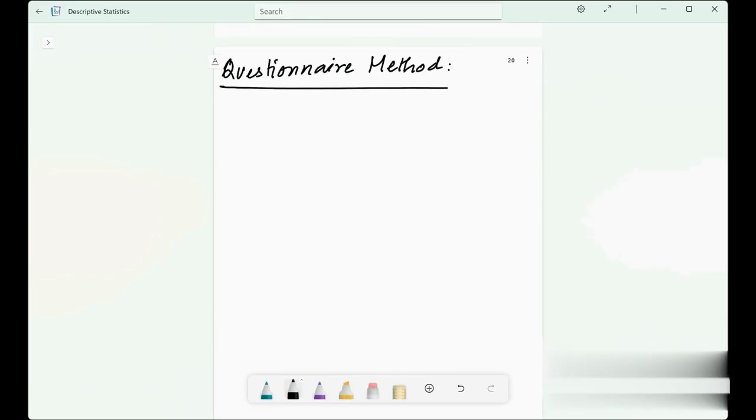Okay. So what do you think questionnaire method is? The term questionnaire means a systematic arrangement of questions. So what does the term questionnaire mean? It means a list of systematic arrangement of questions relating to the subject of inquiry. If I write it down, a list of systematic arrangement of questions. I'm writing only questions here, which is related to the subject of inquiry.